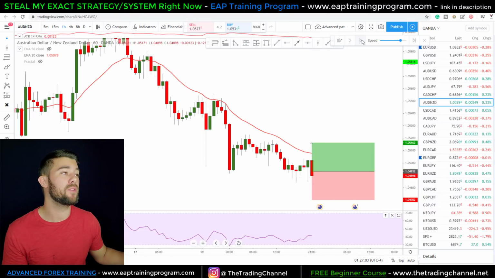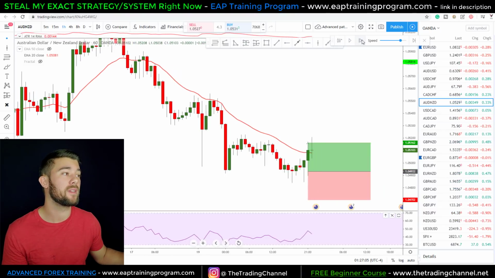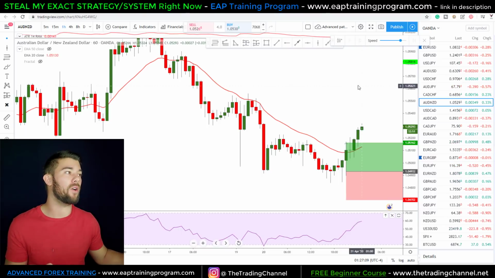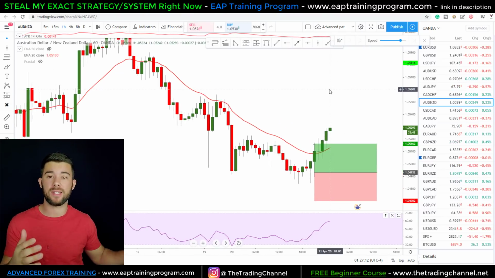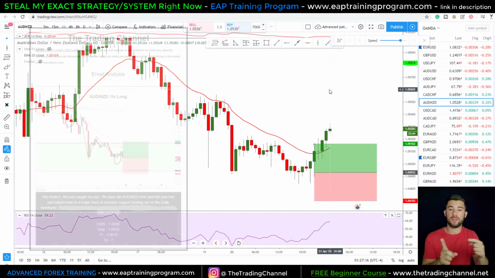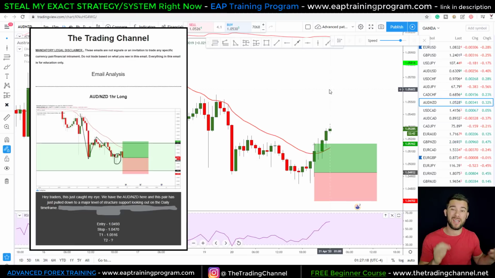And if we just keep moving forward here, you will see that this is the exact same trade we were looking at a few minutes ago. So this is the Aussie New Zealand trade we just took. And I actually sent this out in email analysis to prove to you that I use this every day in my trading. I'll put a picture of that email analysis to the side of your screen. I sent that to all the traders that are a part of the EAP Training Program earlier today.